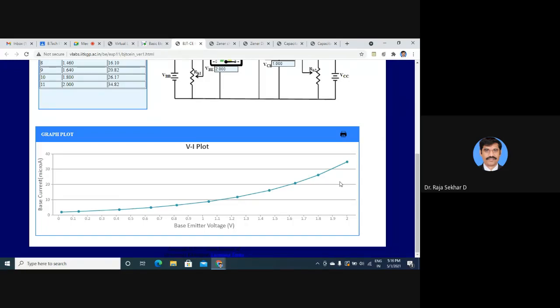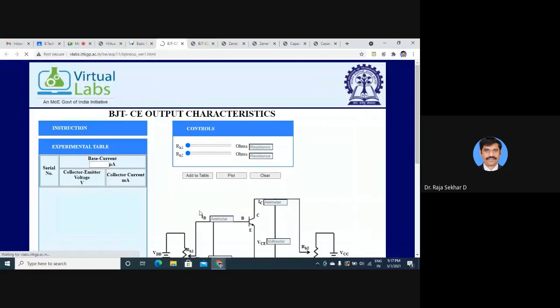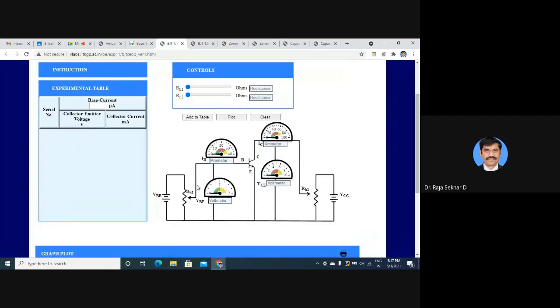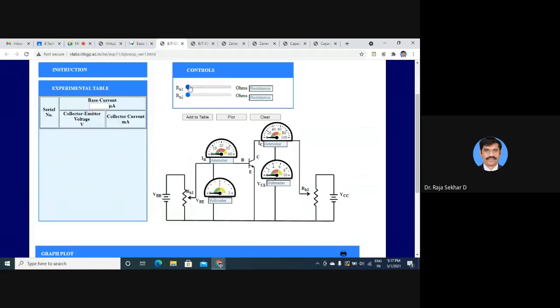Now any doubt in this? No, sir. Now similarly, one more experiment is BJT output characteristics. In output characteristics, we have to keep the input fixed. What is the procedure? Set RH1 to 1 ohm and RH2 is also 1 ohm.